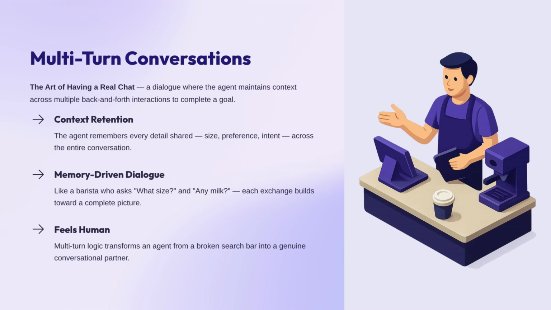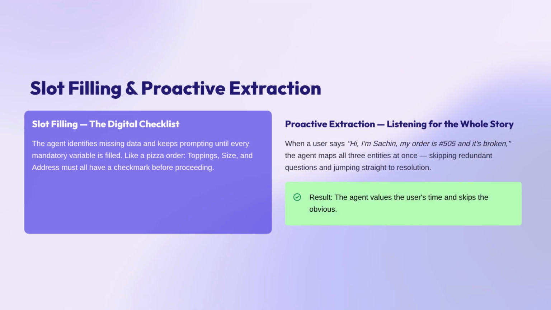So now that we've mastered how to use a checklist to gather data, you might be wondering how the agent can be smart enough to skip questions when the user provides all the answers in the very first sentence. Well, that brings us right into our next step, which is proactive extraction and skipping questions. Now we need to talk about proactive extraction.